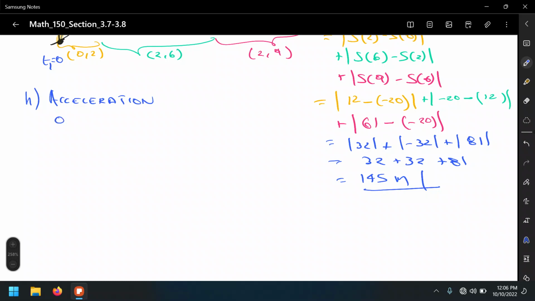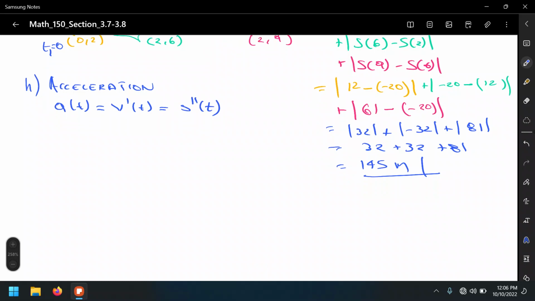So acceleration a of t is no other than either the first derivative of the velocity or the second derivative of the position with respect to t in this case. Alright, so we got the function s of t, or let's get started from the velocity function in fact.